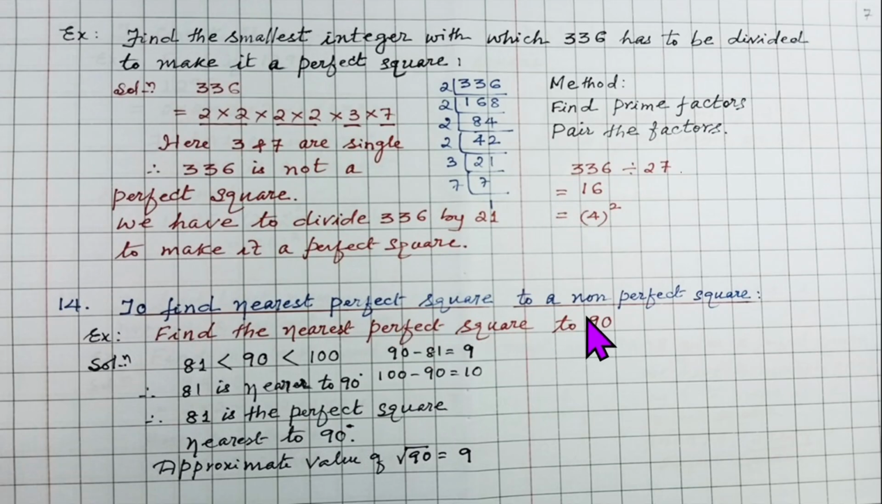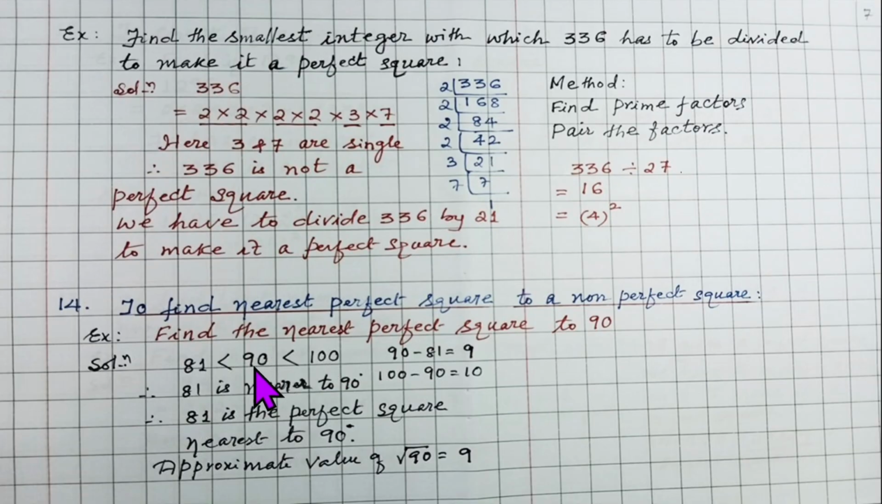Now, to find the nearest perfect square to a non-perfect square. This is again a very important method for understanding whether a given number is a square or not, and if it is not a square, between which two perfect squares it lies. Now 90 lies between two perfect squares, 9 squared and 10 squared. 81 is 9 squared and 100 is 10 squared. So 90 lies between 81 and 100. But still it is not clear what the approximation will be.